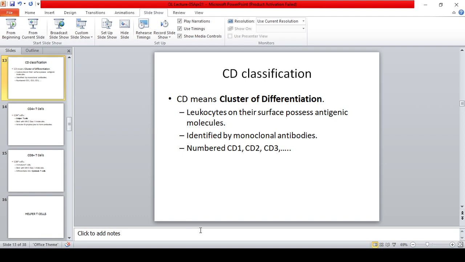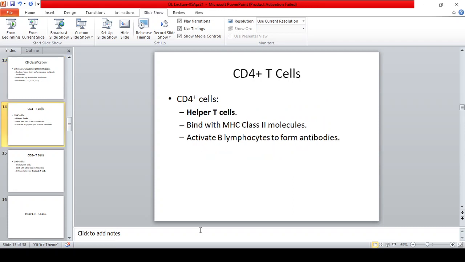In addition, these T lymphocytes can be classified according to CD classification. CD means cluster of differentiation, and these lymphocytes possess on their surface antigenic molecules which are identified by monoclonal antibodies and therefore numbered as CD1, CD2, CD3, and so on. Amongst these, CD4 T cells are the helper T cells. So another name for the helper T cells is the CD4 cells.